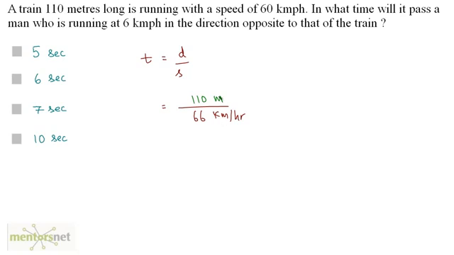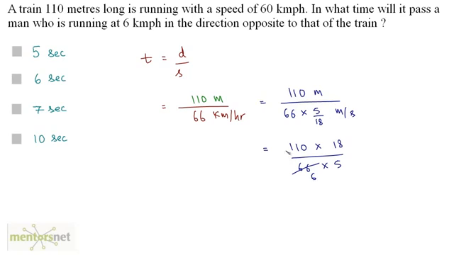Now there is a difference in the units. We'll have to convert the speed, which is in kilometers per hour, to meters per second. Let's convert the speed. So this is equal to 110 meters, and we have 66 times 5 by 18 meters per second, and that will give you the time in seconds. So this is equal to 110 times 18 by 66 times 5.